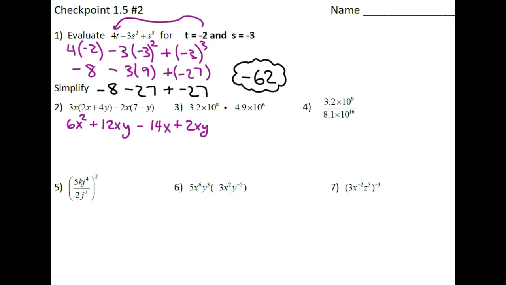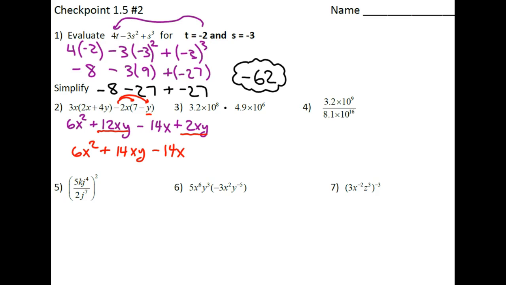Okay, a little tricky because you got to think -2x times both of those, and then we get the -2x times a -y, which gives me a plus 2xy. And there I can combine those like terms right there. So I have 6x squared plus 14xy. And you might have this in a little different order, I guess, and then minus 14x.